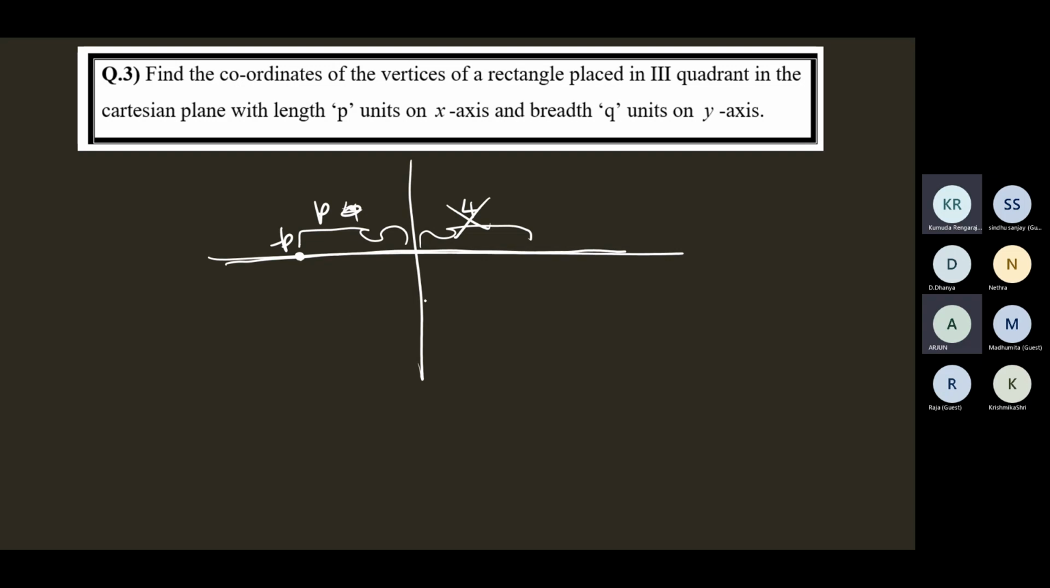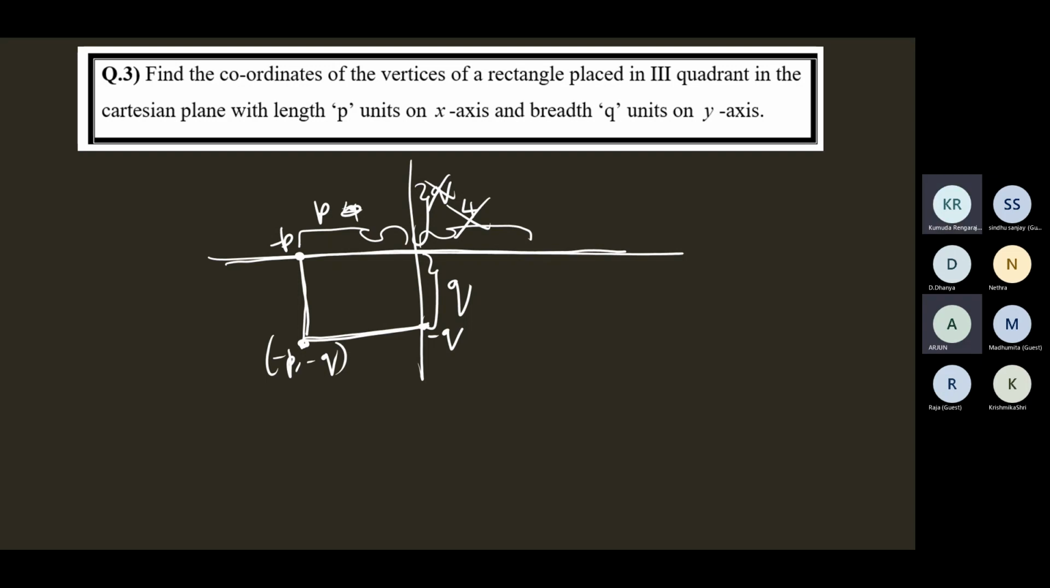And breadth q units on the y-axis. The q units can be like this, or like this, but it cannot be this because the rectangle lies in the third quadrant. So here it is minus q, again because it is on the negative side of the y-axis. Now complete the rectangle. You go like this and complete it. Now you have to find the coordinates. This is minus p as the x coordinate and minus q.